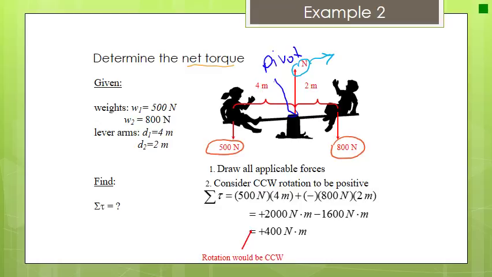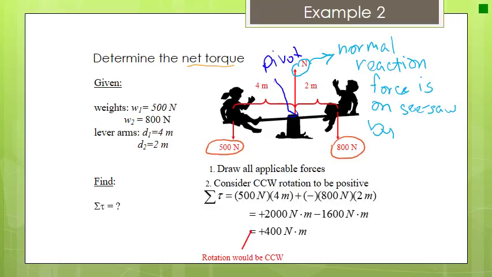Basically, when the seesaw is resting on the pivot, the pivot will exert a normal reaction force onto the seesaw. So this normal reaction force, or sometimes called just the normal force, is on seesaw by pivot. So this is the force that the pivot exerts on the seesaw. As you can see, we're listing all the forces that are acting on the seesaw. The boy and the girl's weights, they are sitting on the seesaw, so they exert their weights onto the seesaw. And then you have this pivot, which the seesaw is resting on, exerting a normal reaction force.